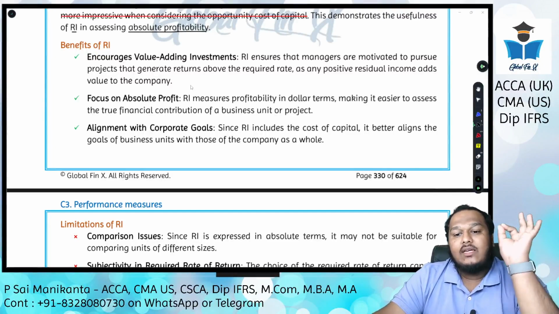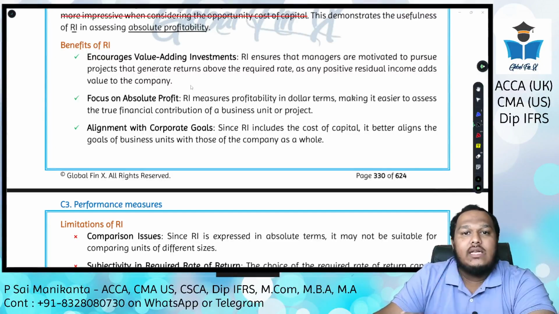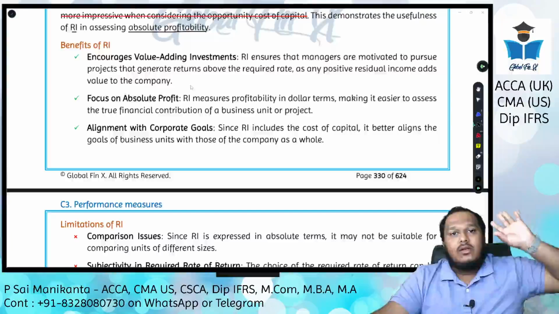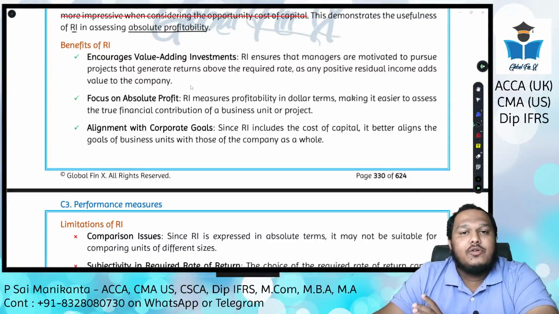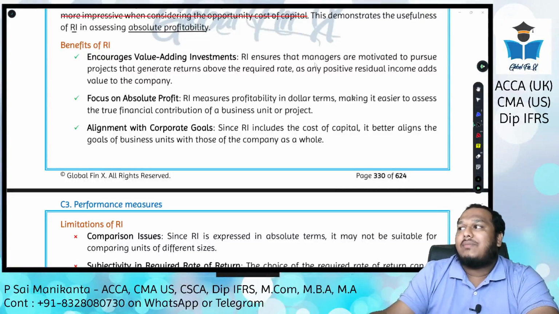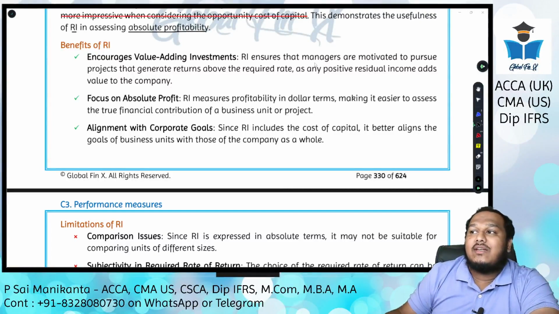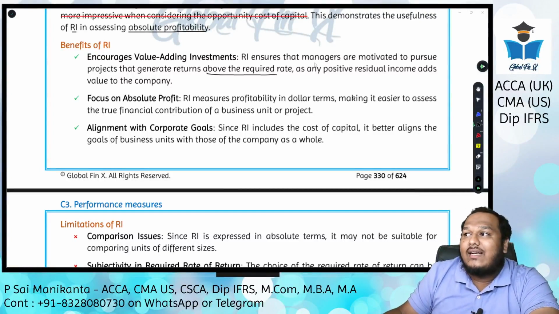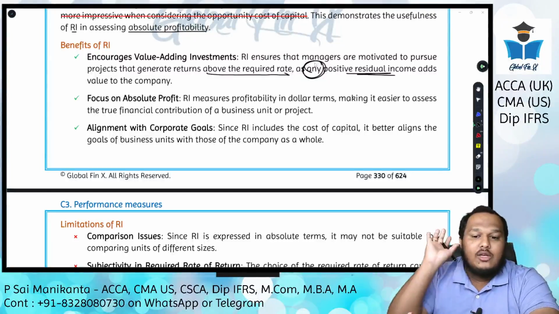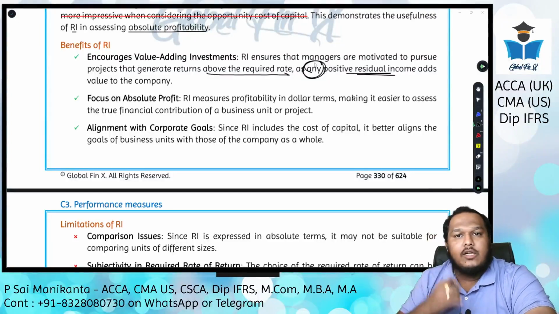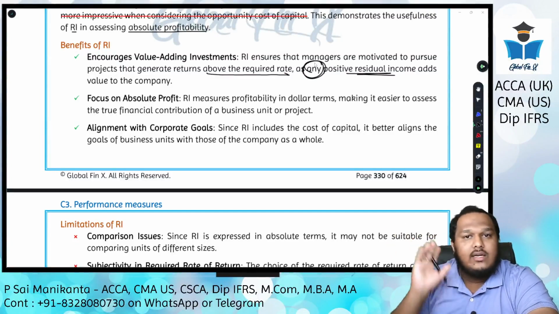Any unit that gives you positive residual income is a favorable proposal. Go ahead and invest if you have money. RI ensures that managers are motivated to pursue projects that generate returns above the required rate. Any positive residual income adds value to the company. Simple. It is generating more than what is expected. So go ahead and invest in that.